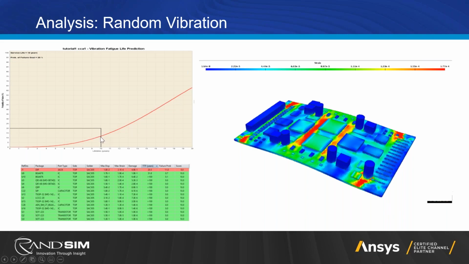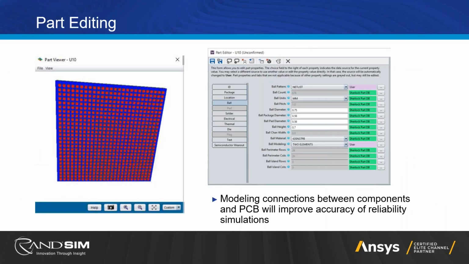We're only hitting about 12% once we're at 10 years. And we have the one not populated component, it's a connector that has 11% probability of failure over that span of time. But so it's passing, it's not a concern. But this is where it's important to also think about part editing.